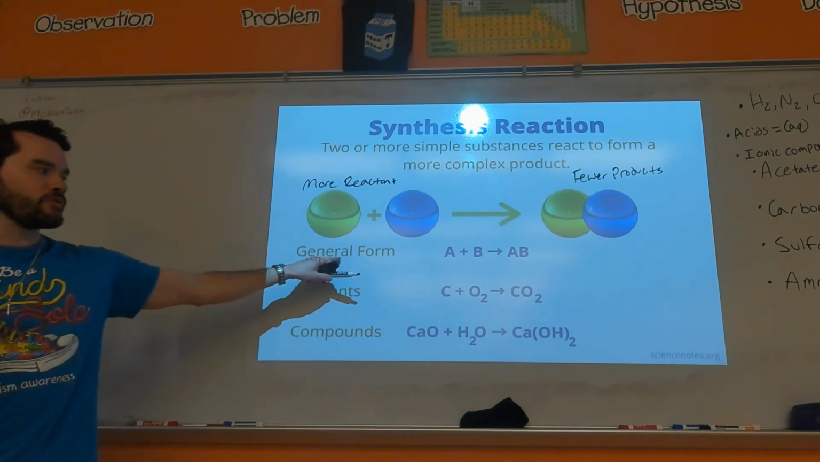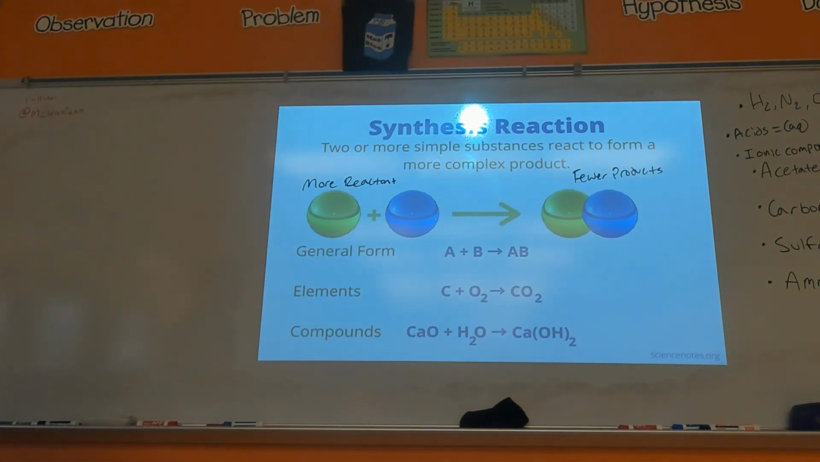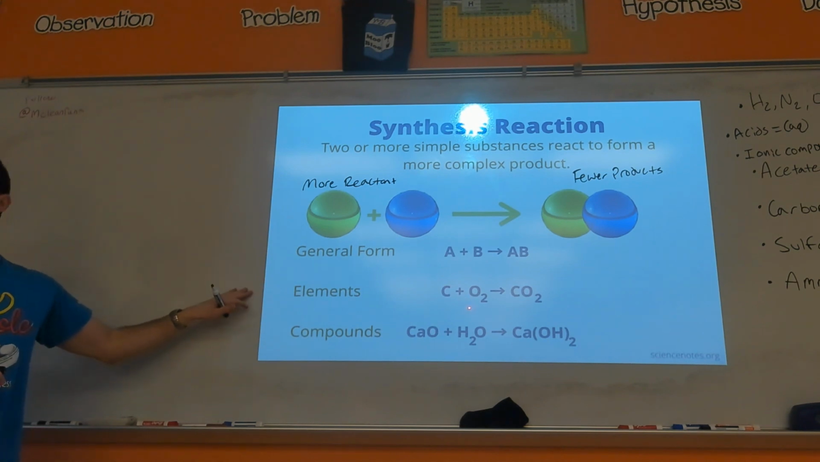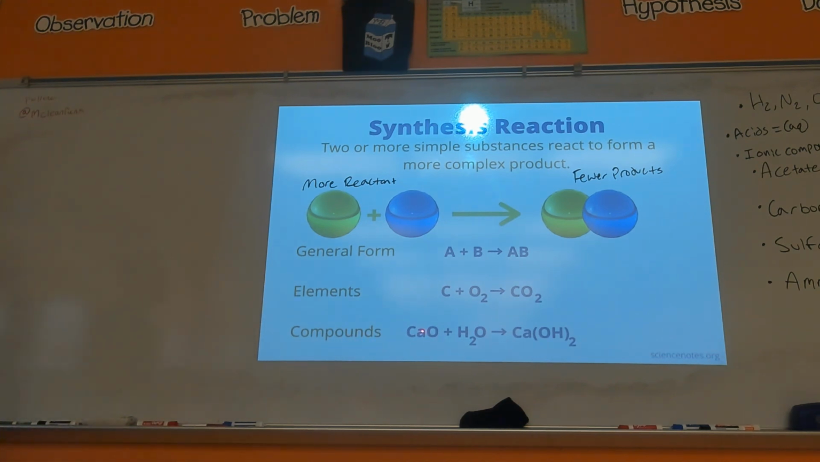So the general format would be A plus B gives you AB. So here you have two reactants and you only make one product. An example with elements would be carbon plus oxygen makes carbon dioxide. Here, if we look at it with compounds, you'd have calcium oxide plus water gives you calcium hydroxide. So again, two separate elements, or in this case compounds, make one compound. Okay? I'll leave you a second to finish writing.